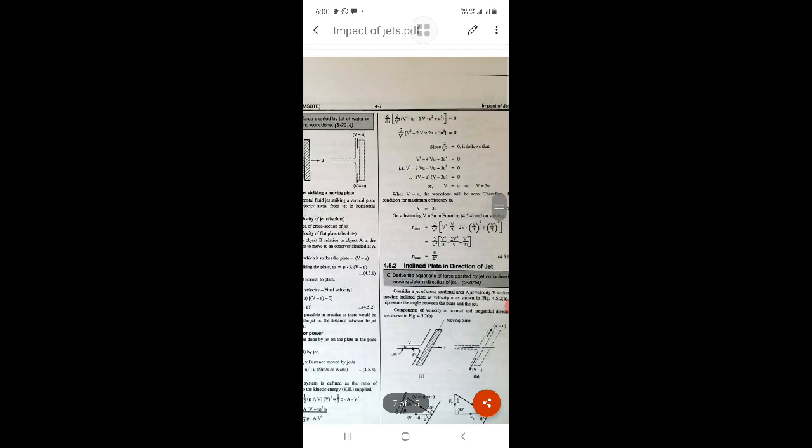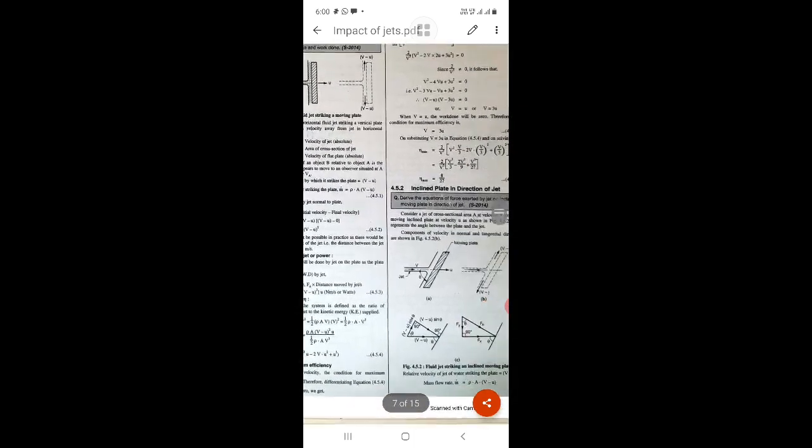So v upon v cube into v minus 2v dot v by 3 square plus v by 3 square. So 2 upon v cube by 3 minus 2v cube upon 9 plus v cube upon 27. So maximum efficiency is 8 by 27. So this is the required answer. So write down maximum efficiency is.